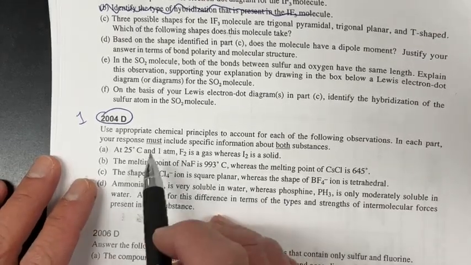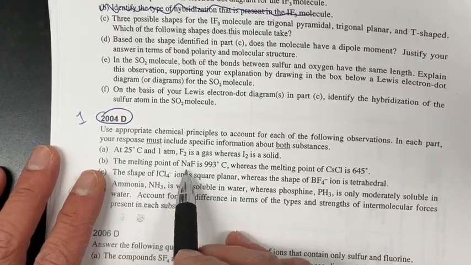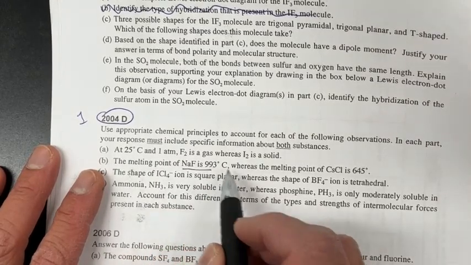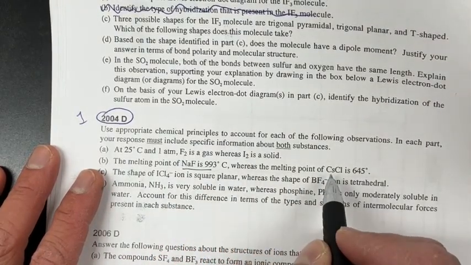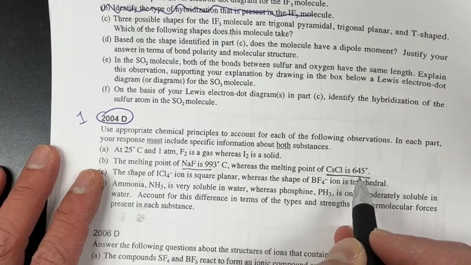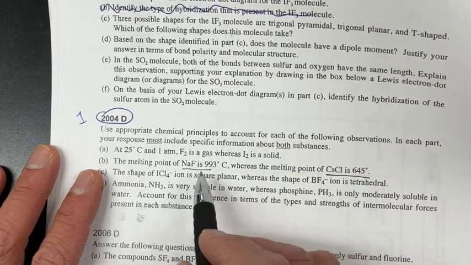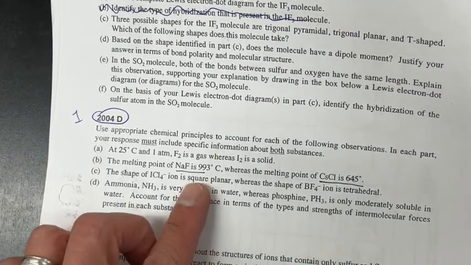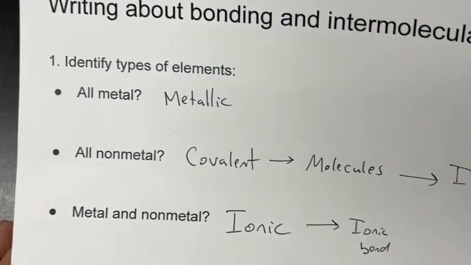Okay, what about something with part B? Melting point of NaF is 993 Celsius. CsCl is 645 Celsius. Go through my list of things. So first step, check the elements. Is it all metal, all non-metal, metal, non-metal?